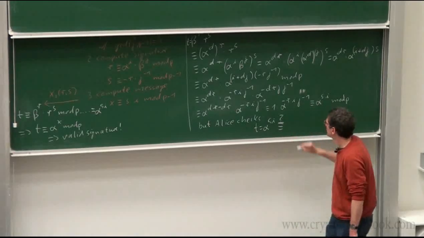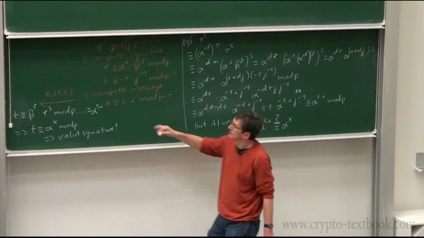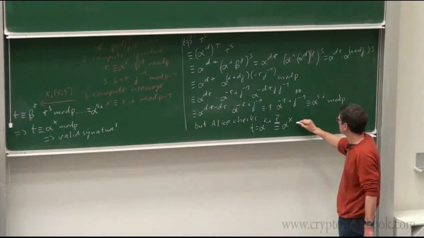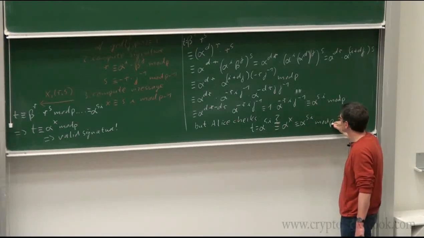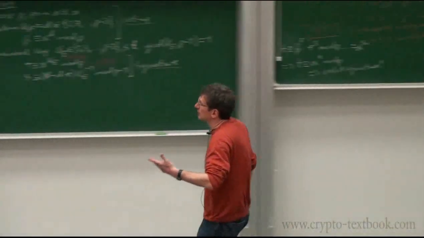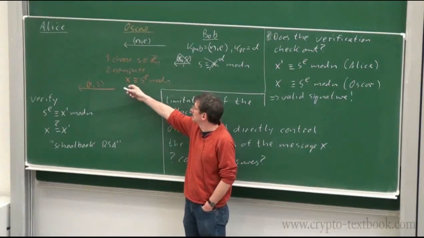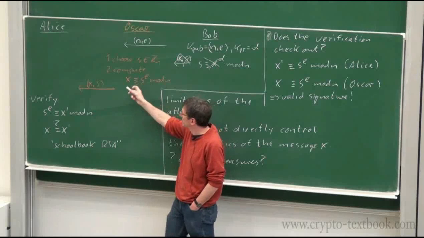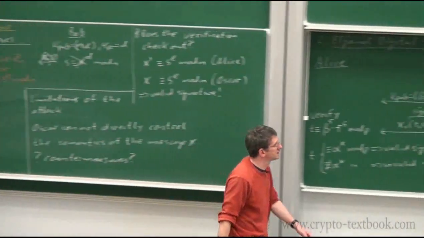And now she checks at this point whether this is alpha to the x. But what is alpha to the x? Well, x was constructed as s times i here. Similar to what happened before, if Oscar computes a message as s to the e, and later on Alice verifies s to the e, you get the same expression. Similar thing happened here.